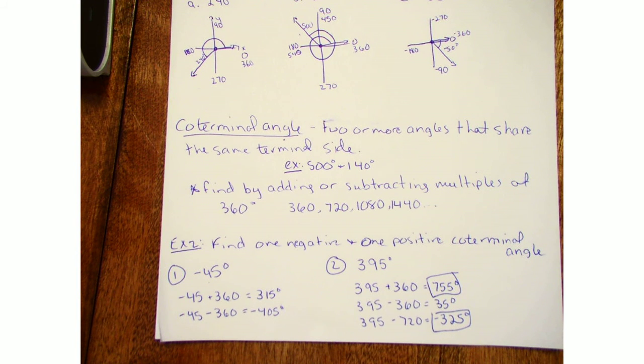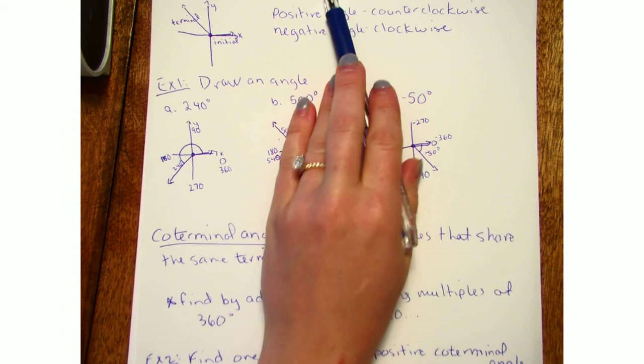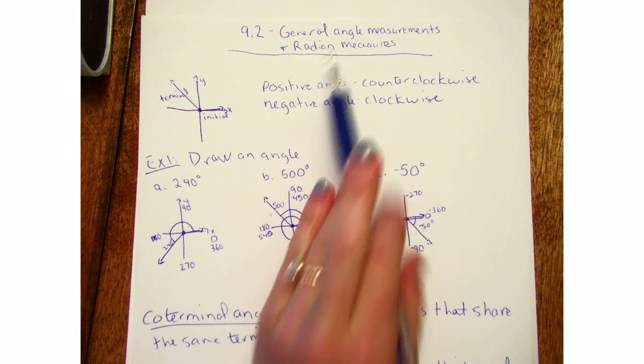All right, so that deals with general angle measurements, that deals with coterminal angles, but the second part of this lesson is radian measures. So let's talk about them. So radians are a different way of talking about angles in a circle other than using degrees.